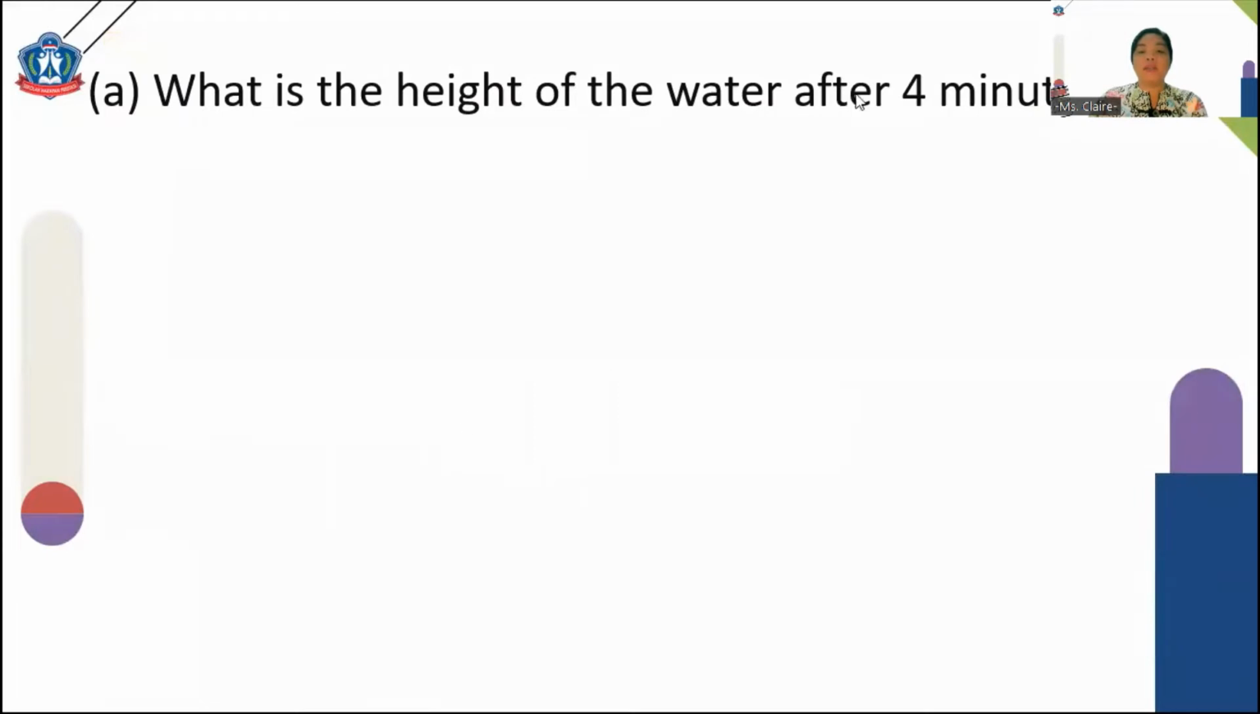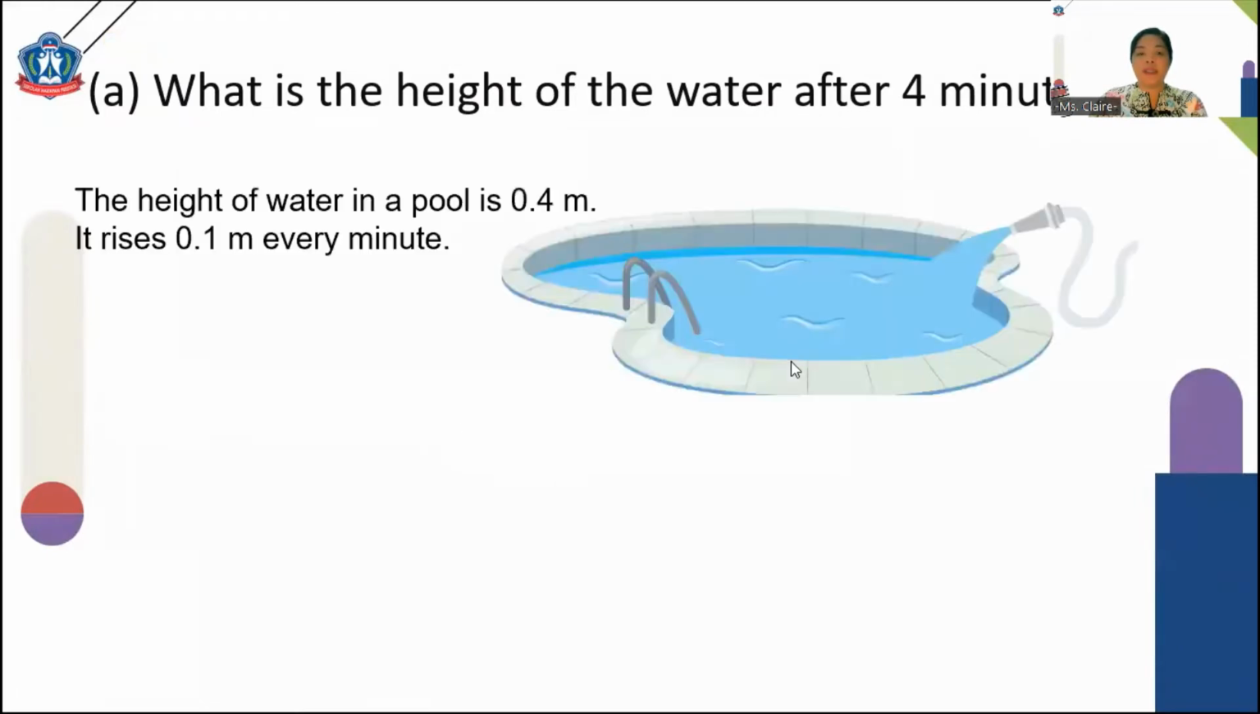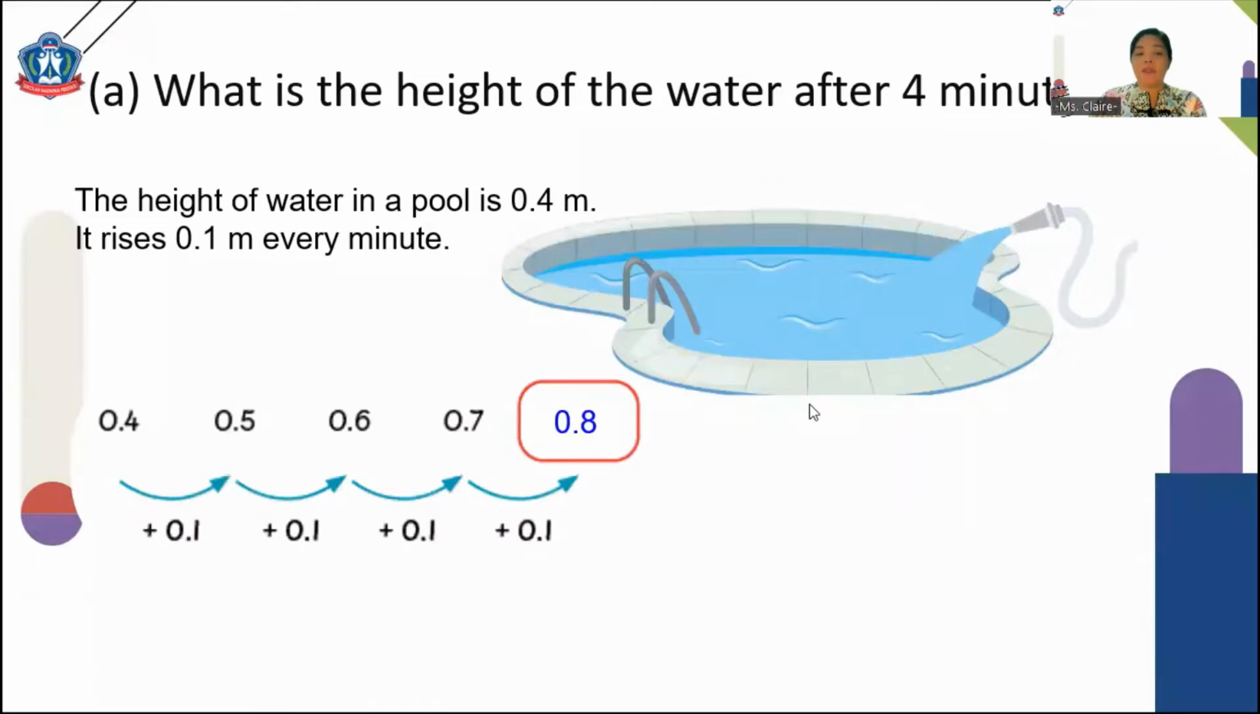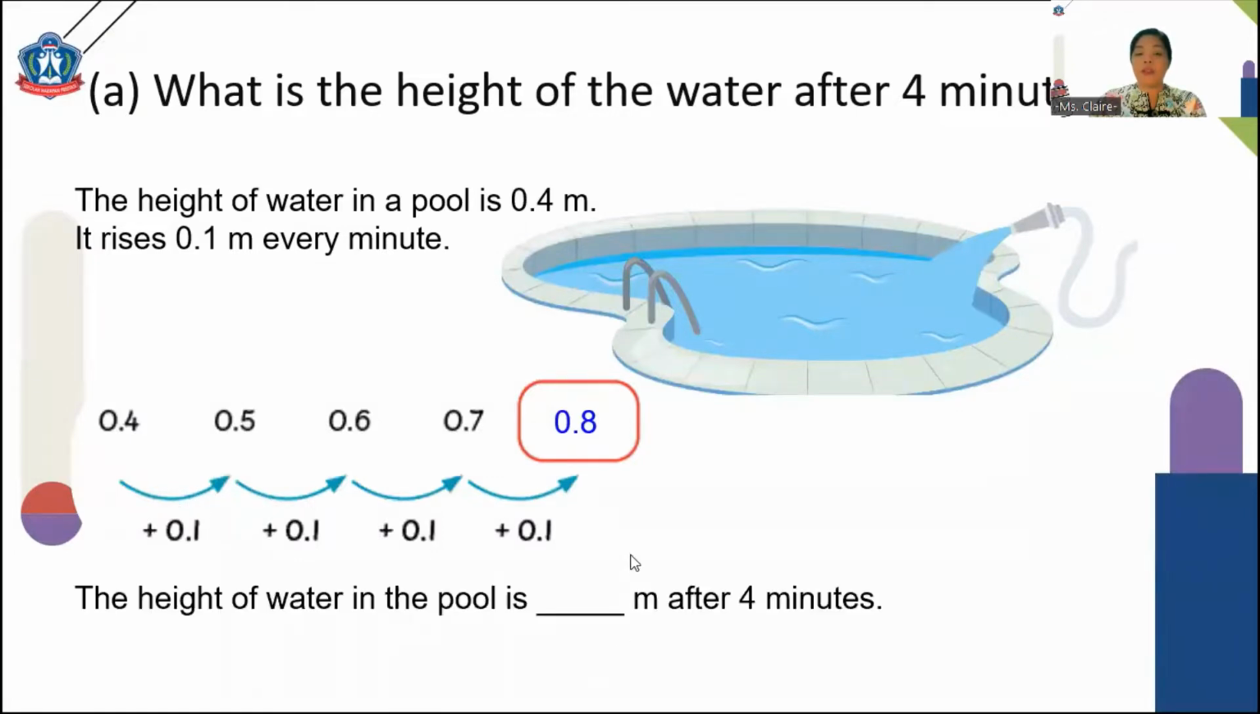Okay, what is the height of the water after 4 minutes? The height of water in a pool is 0.4 meters. It rises 0.1 meter every minute. So all we need to do is add 0.1 meter every minute. After 4 minutes, it means 4 jumps. So that is equal to 0.8. So the height of the water in the pool is 0.8 meters after 4 minutes.